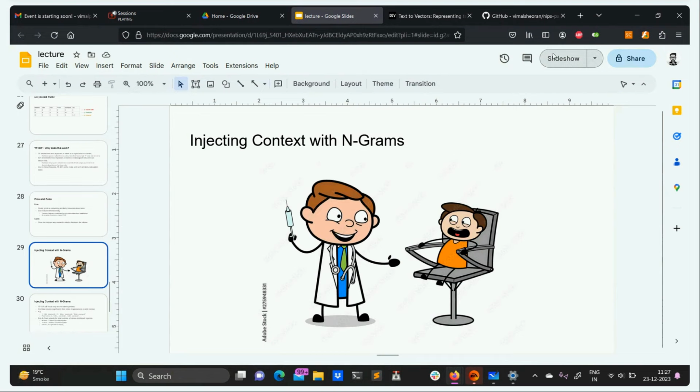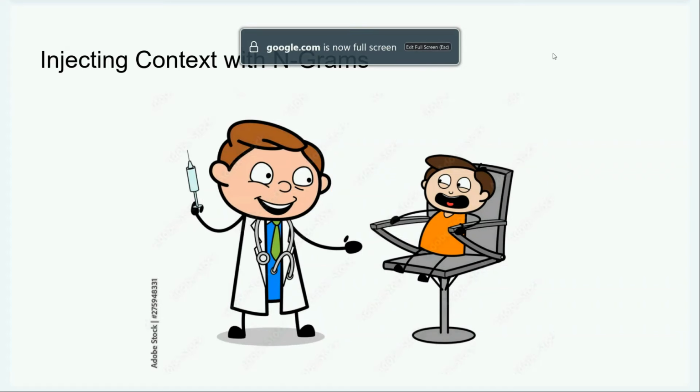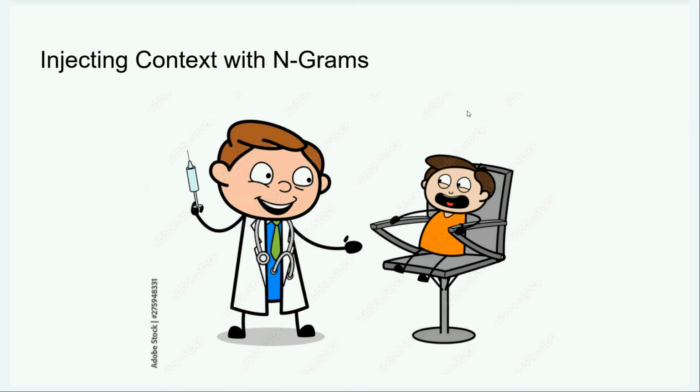Okay. So now the third problem that is still unsolved is the ability to inject any context. Like, okay, if I say like and pineapple together, what it really means is that I like pineapple and I want you to focus on like and pineapple together and not separately. So there is a concept called n-gram, which is nothing complicated. It's just basically taking a bunch of tokens and putting them together and saying that, okay, this is one single token.